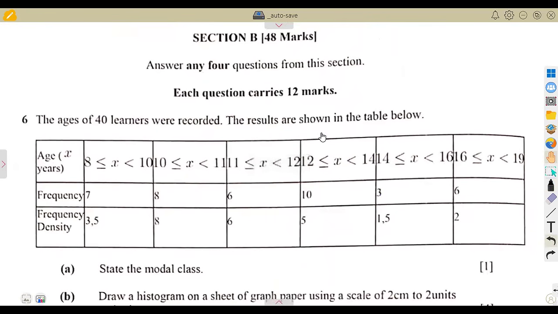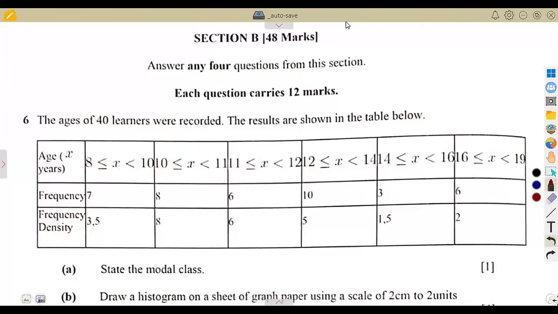So this is section B. We are going to consider what we are given on section B. Remember, in section B you are to answer carefully the questions that you choose. You are asked to answer any 4 questions from this section. Each question carries 12 marks. So answer properly, choose properly.